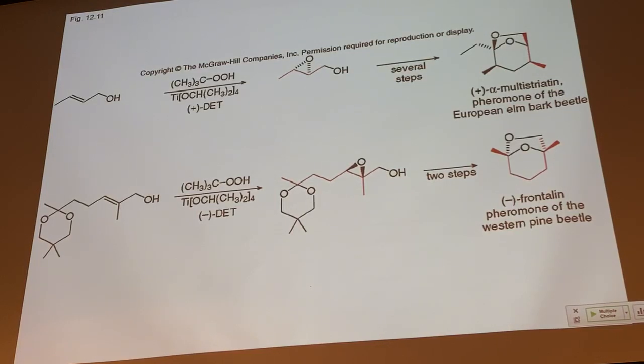The book spends a lot of time focusing on a mnemonic device that tells you if you use the plus enantiomer, it'll epoxidize from one face. If you use the minus enantiomer, it epoxidizes from the other face. I don't have that mnemonic device memorized, and so neither should you. You should just completely ignore that.